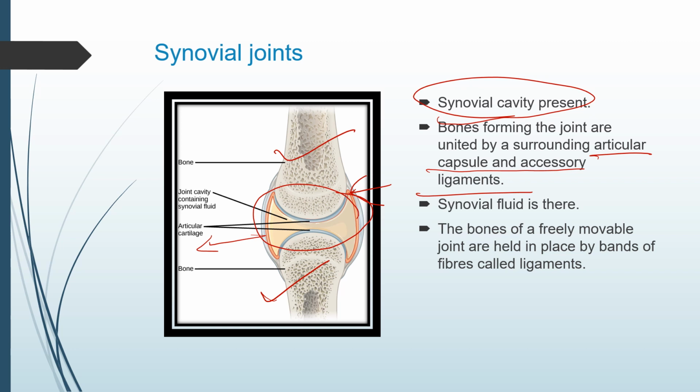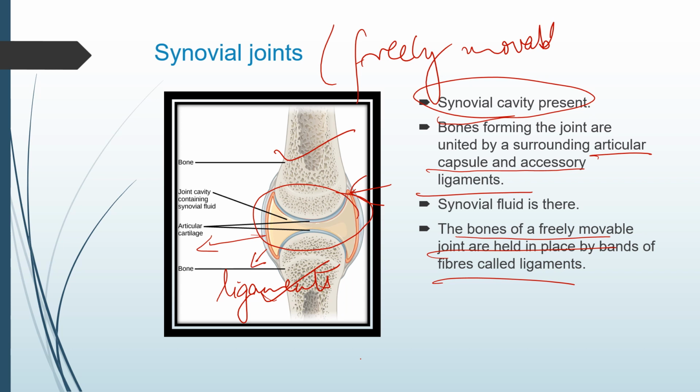So synovial joints are freely movable joints which are held by fibers called ligaments. This outside part is the ligament, and these are always freely movable joints. How does this free movement come? Because the articular cartilage is lubricated by the synovial fluid present in the synovial cavity. So make it clear: the synovial cavity is there, fluid is there, and articular cartilage is there between two bones, lubricated, and this makes the movement very free.